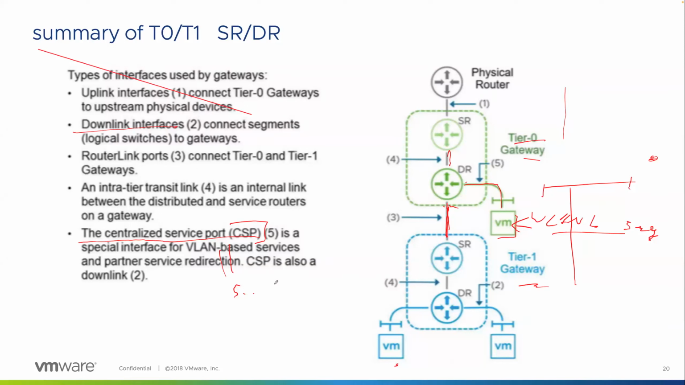In this case, this VLAN gateway, or this interface for this VLAN gateway, is called a service interface. That's what a service interface is all about. It's just a VLAN-based gateway. You can attach a service interface onto T0, and you can attach a service interface onto T1. Both are correct.